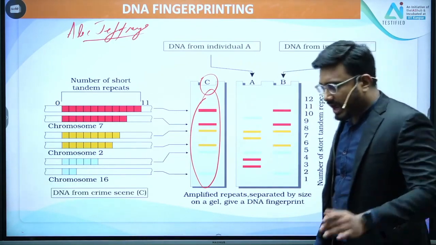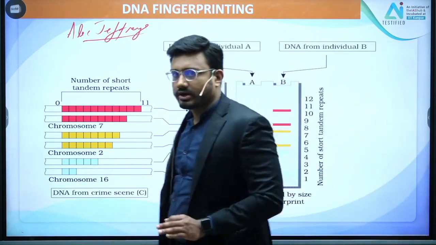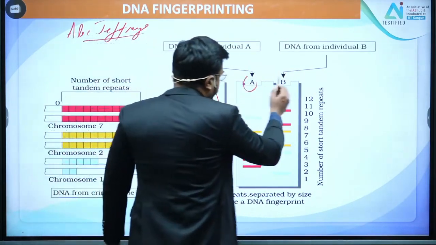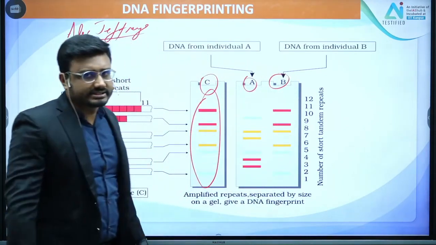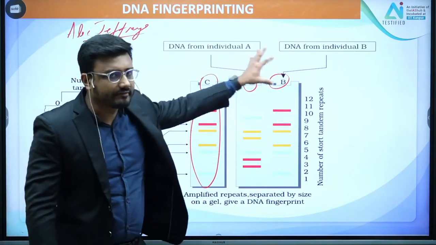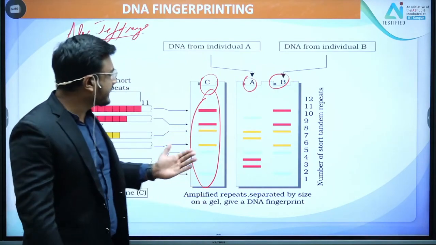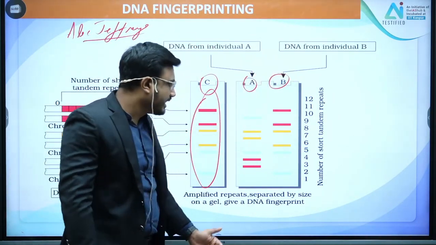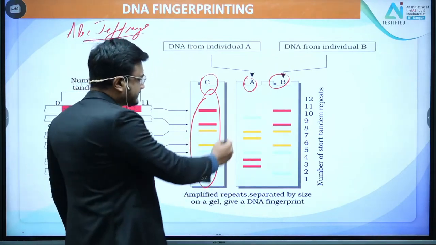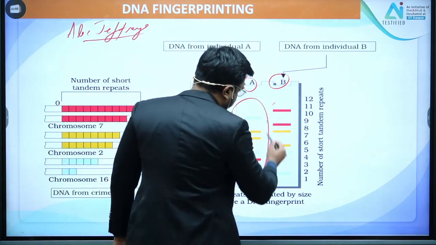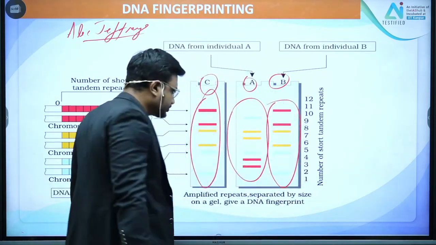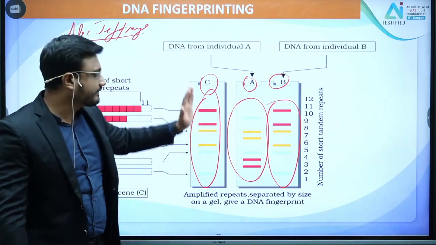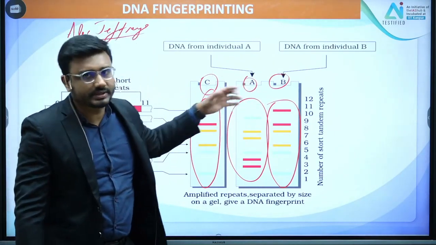Now I have a doubt on two persons, person A and person B. I suspect that they might have committed the crime. So I take the DNA of individual A and the DNA of individual B, and here I can see the fragments of the DNA forming like this. Now I match the DNA found from the crime site with that of the two suspects to identify which one is the criminal.